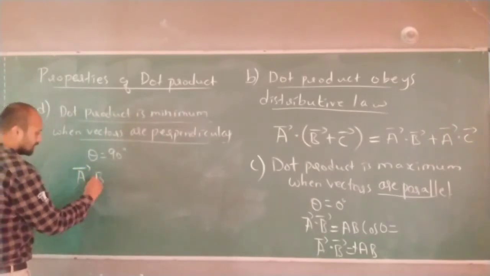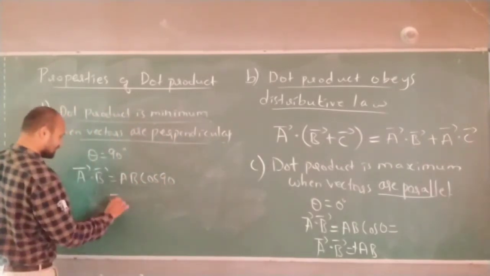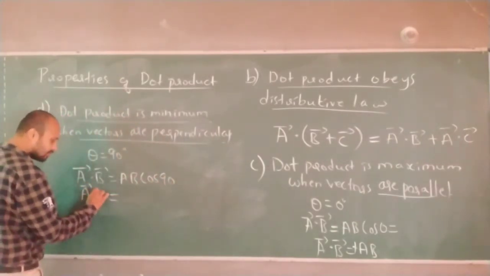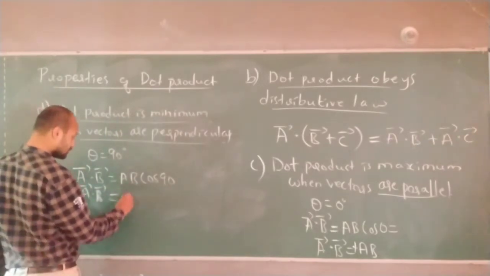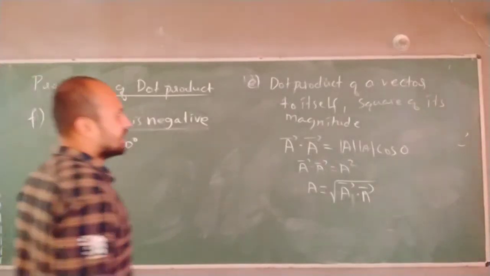So A dot B will be equal to AB cos 90. Cos 90 is 0, so A dot B is equal to 0. This is one of the properties. See, another property we have.